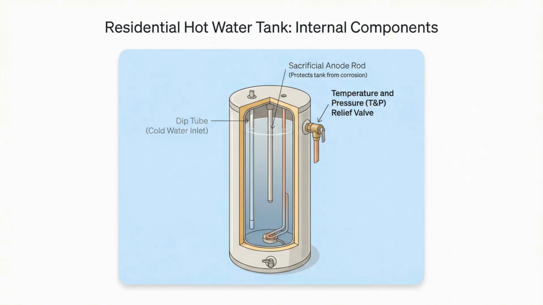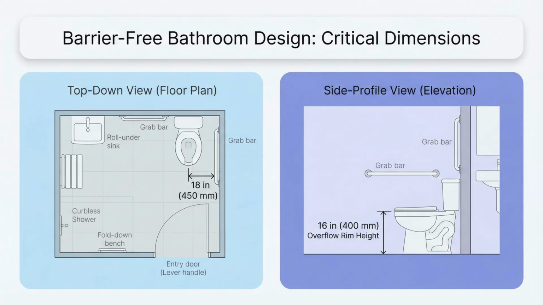Now, let's look inside a water heater. Safety is paramount here. The temperature and pressure, or T&P relief valve, must be located within the top 150 millimeters of the tank to accurately vent excess pressure. Inside, the dip tube ensures cold water is directed to the bottom so it doesn't mix with the hot water being drawn out. We also have the anode rod, which is designed to be sacrificed to electrolysis to prevent the tank itself from rusting.